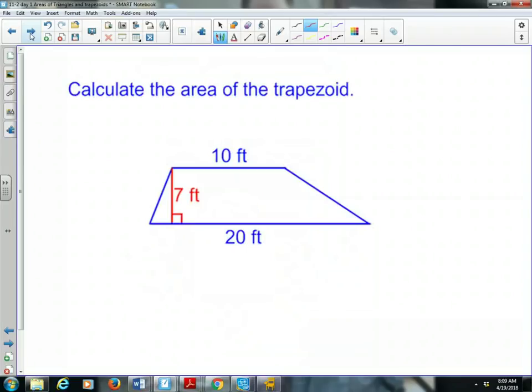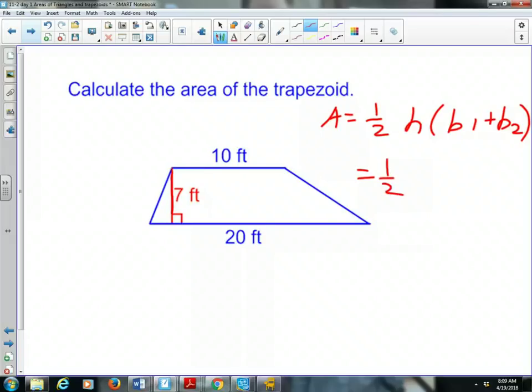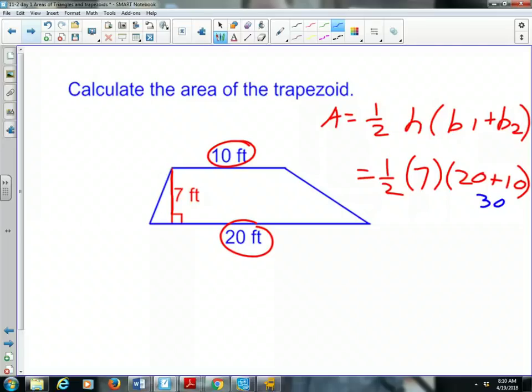Okay, let's find the area of this trapezoid. The area equals 1/2 height, base 1 plus base 2. So 1/2 of the height. The height is this 7-foot length right there. Times the sum of the two bases. The bases are 20 and 10. So 20 plus 10, that makes the number 30. 30 times 7, and then 1/2 of that. 1/2, 7 times 30, and that gives us 105.